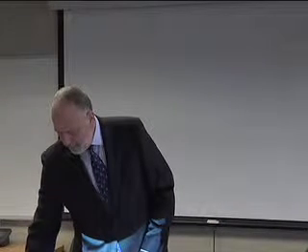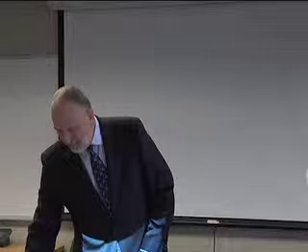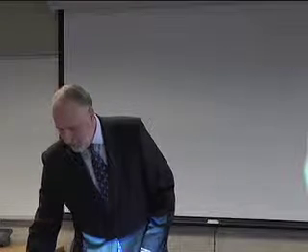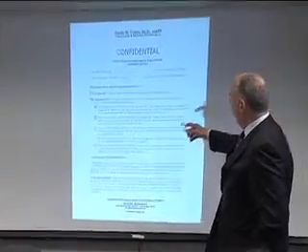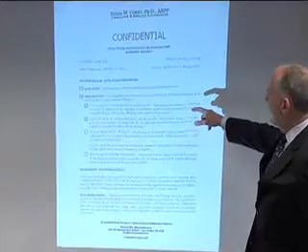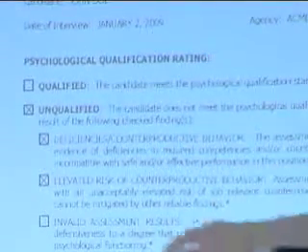So I'm going to show you my report on this case. I'm not suggesting it's by any means the best report I've ever written, or that it's even a model for reports, but it is the report that I prepared. So this is John Doe, and the report that I prepare, first of all, is a dichotomous rating. Qualified, the candidate meets the psychological qualification standards, or unqualified, the candidate does not meet the psychological qualification standards as a result of the following checked findings.